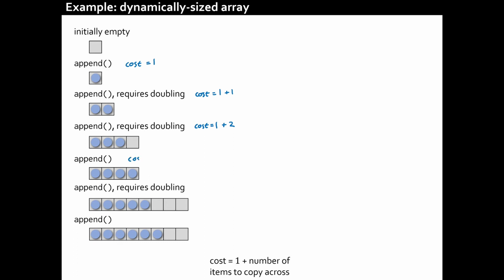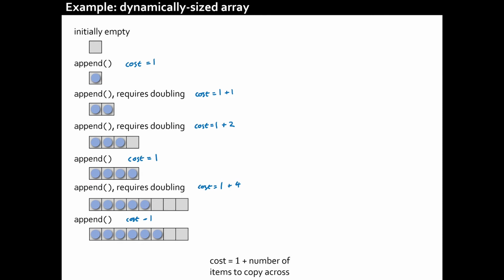This next append has cost equal to 1. It's just writing in an element. This has cost 1 to write in the element, plus 4 because we have to copy 4 elements across into the new array. This last append simply has cost 1. Okay, so this is looking at the costs of each of the individual operations. Let's try and analyze the amortized complexity of these operations using the potential method.